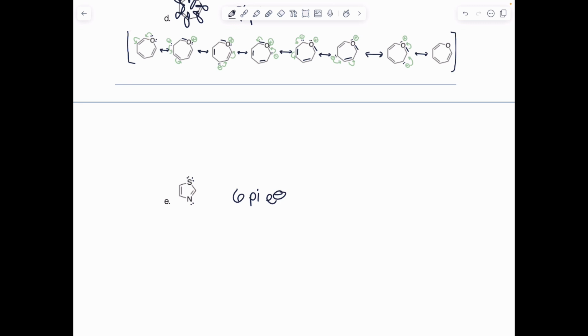And to draw in the pi orbitals, we would have one here, and then one where all of the existing double bonds are. Oh, that was really bad. There we go. So that brings us to the end of this recitation packet.